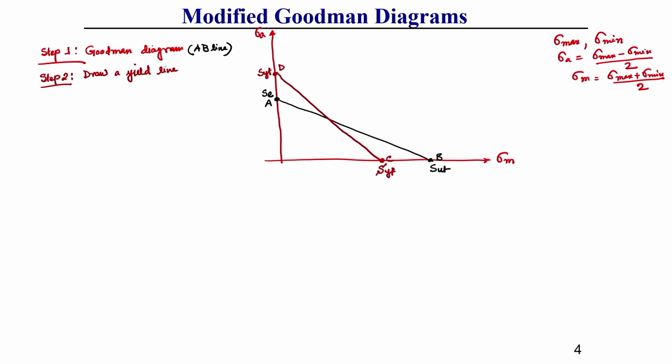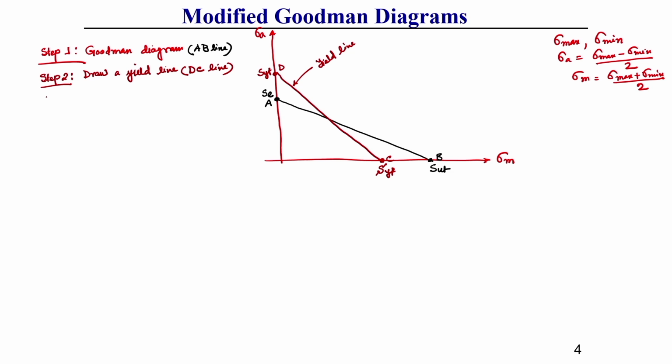So, this DC line represents the yield line. DC line is actually the yield line. This you should keep in mind. So, you can say this is our yield line and this AB line is what is called the Goodman line. You know this thing. Now, this AB and DC.